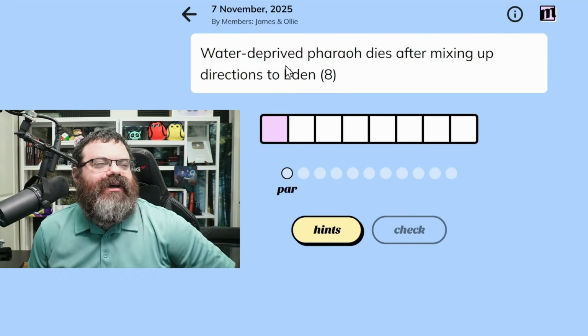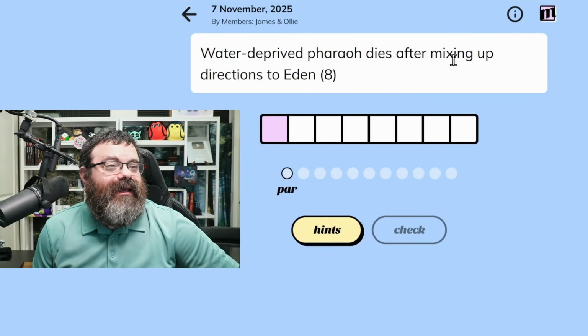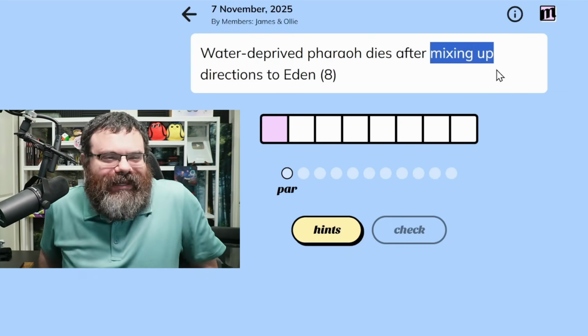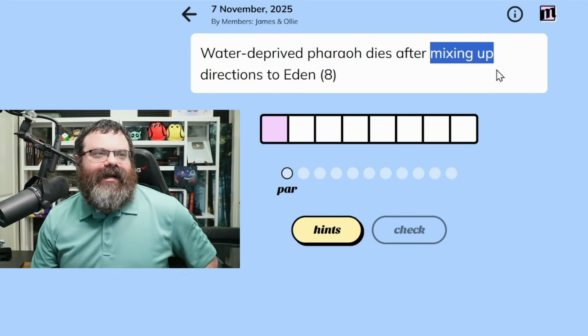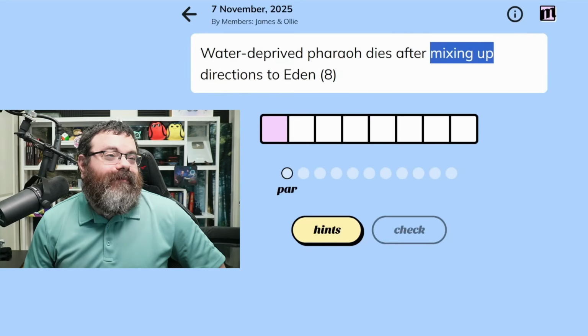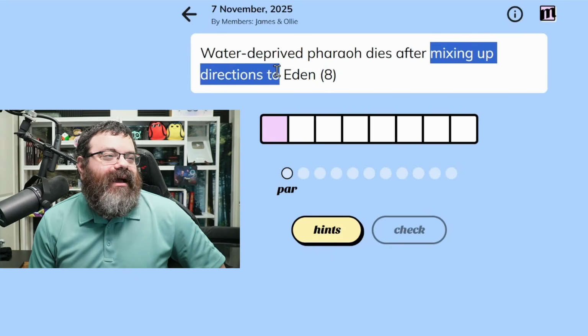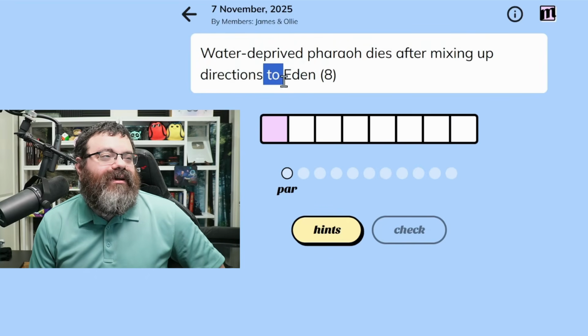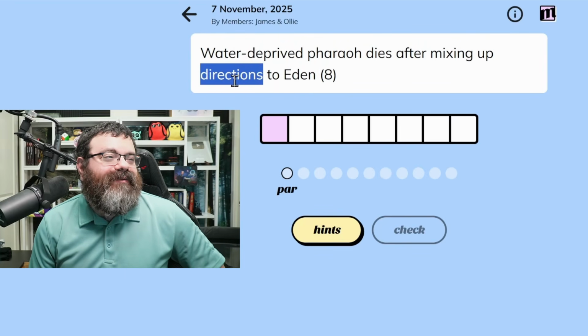Okay, so we need 8 letters. Mixing up is the most anagram indicator that's ever anagram indicated. So mixing up directions. I don't know if Eden is our definition. Water deprived or just water could be a definition. But let's think about this. Directions is 1, 2, 3, 4, 5, 6, 7, 8, 9, 10, so 10 letters long.